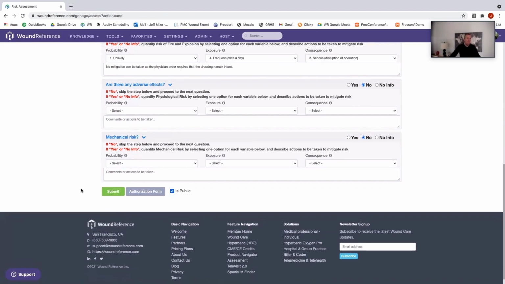After we've completed all of the questions, we've gone through all of the different risk assessment components, we would want to submit. If your preference is to keep this within your own center only and not make this information public to those other teams that utilize WoundReference, you would unclick the public button. And so now this will only be seen by those members of your team at your specific center. And so you would click submit.